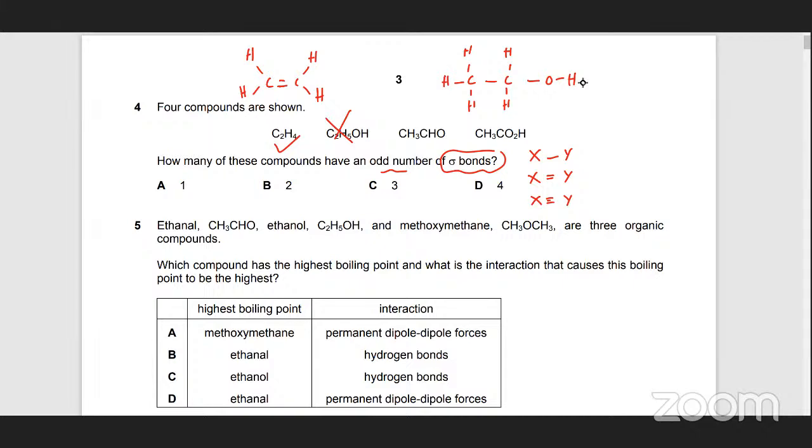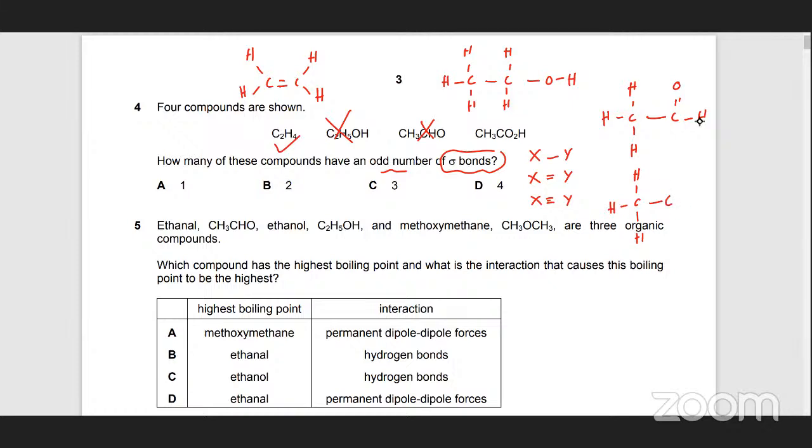If we move to the third one, which is an aldehyde, CHO is double bond O and H. So how many sigma bonds do you have? That's 1, 2, 3, 4, 5, and 6. Again, that's not an odd number. So far we have one. What about the last one? It's CH3.